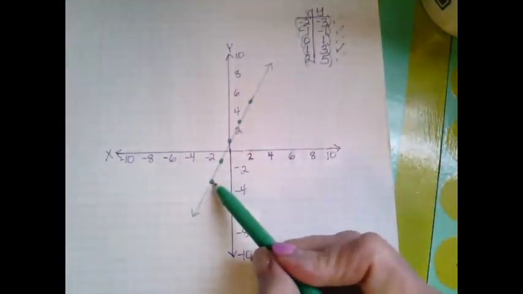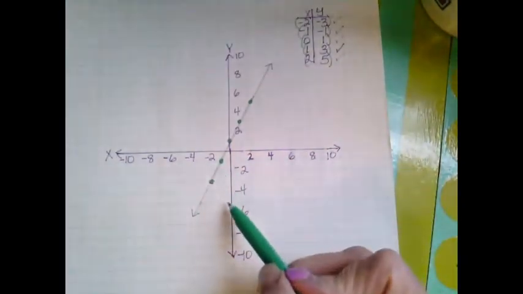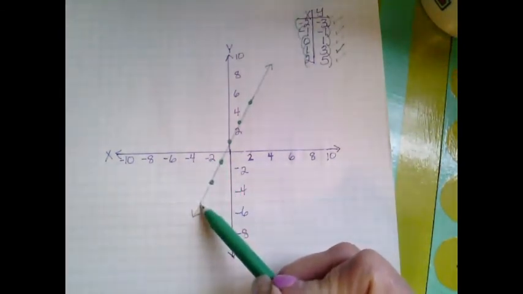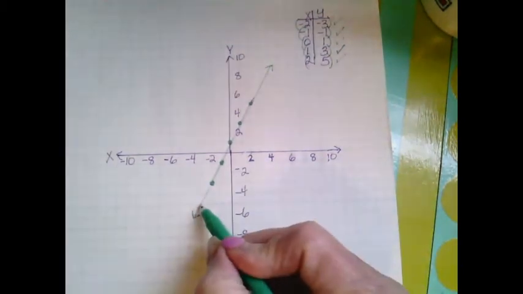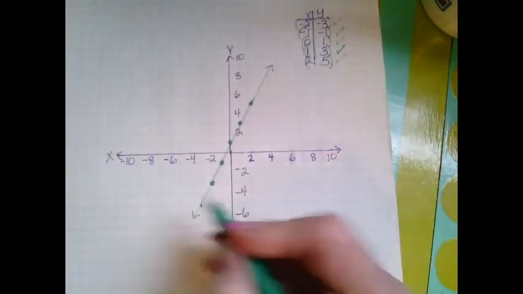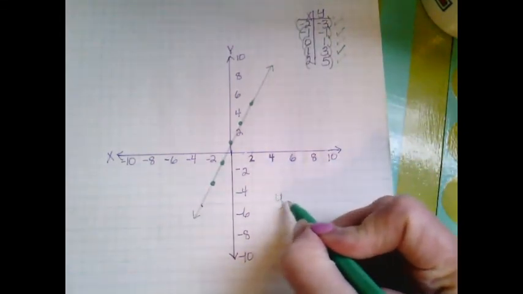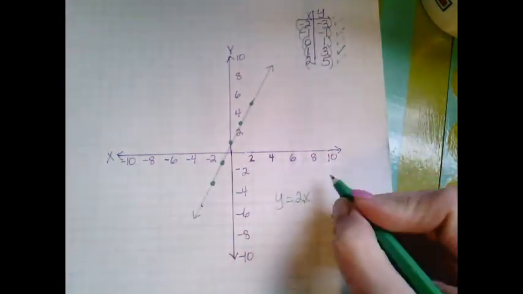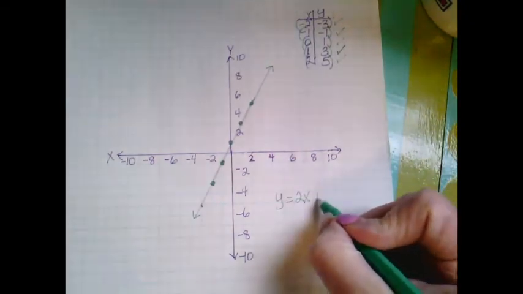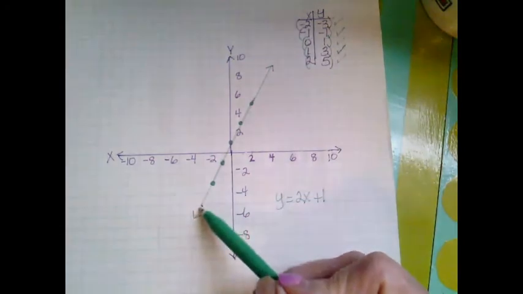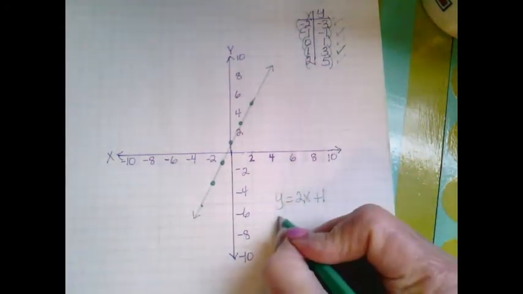If we went to the x-axis here and we had a -3, we should be able to plug that into our original equation and come up with a -5. So let's see if that works. We have y equals 2x plus 1, and I'm going to go to the x-axis, and I have a -3, so I'm going to substitute this and see if it works.